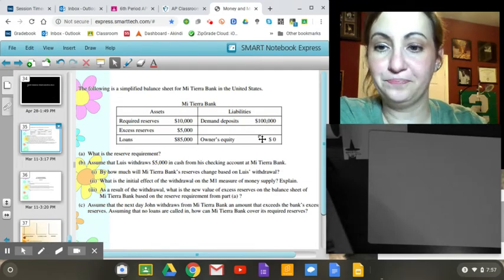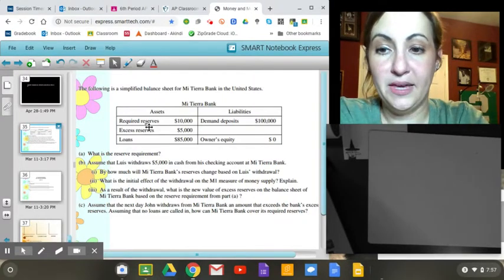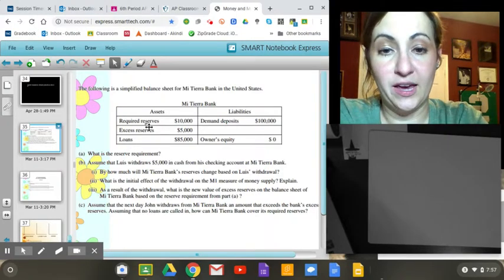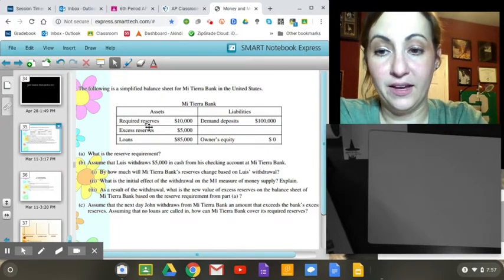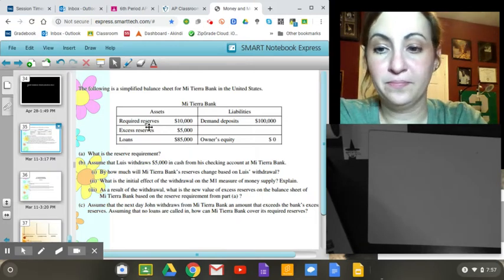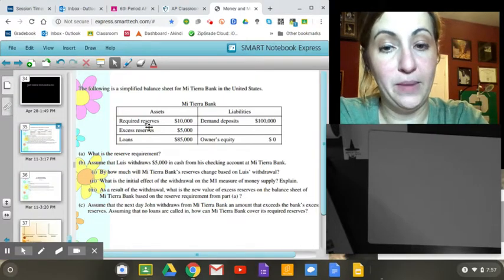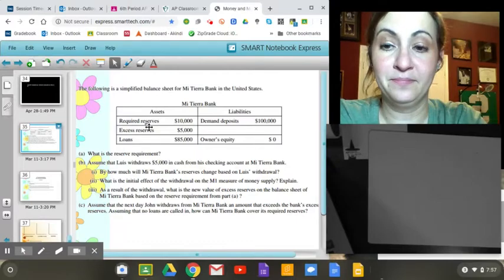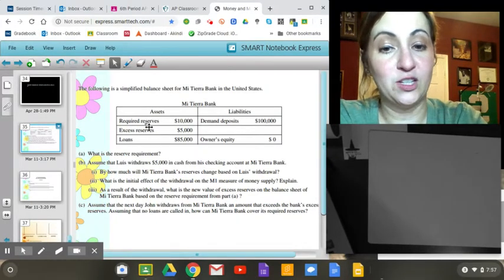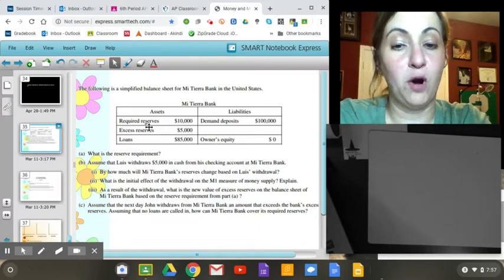On A, it says, what is the reserve requirement? B says, assume that Luis withdraws $5,000 in cash from his checking account at Multiplier Bank. I, how much will Multiplier Bank's reserves change based on Luis's withdrawal? II, what is the initial effect of the withdrawal on the M1 measure of money supply, and explain? III, as a result of the withdrawal, what is the new value of excess reserves on the balance sheet of Multiplier Bank based on the reserve requirements from Part A?